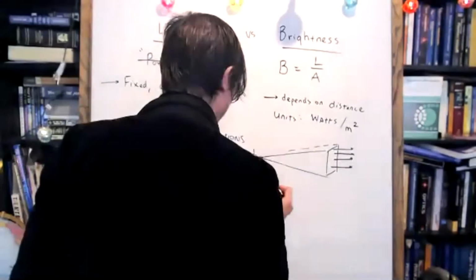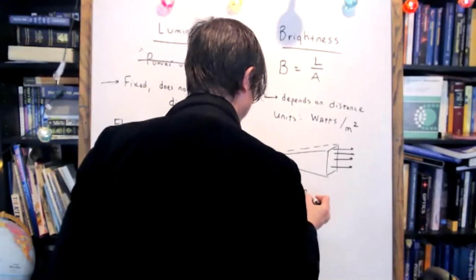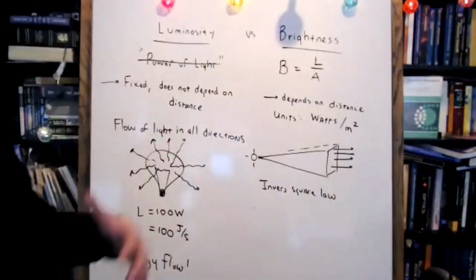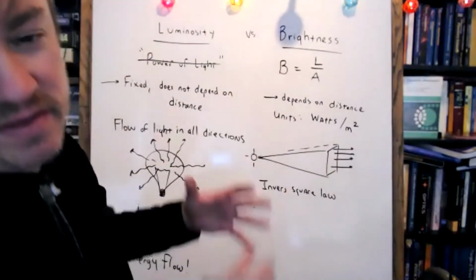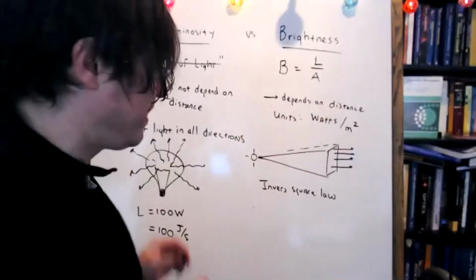Brightness obeys an inverse square law. And that means a beam of light attenuates. Attenuates is kind of a fancy word, right? The beam of light spreads out and gets bigger and bigger.